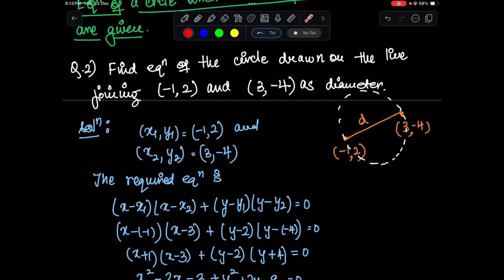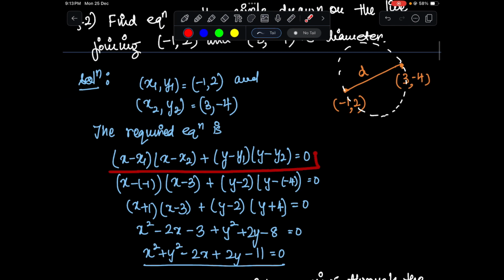So we have a standard equation wherein we are being asked to draw a circle passing through the line joining 2 points, which acts as a diameter, and the equation is given by this. It's very easy to memorize. So (x minus x1) into (x minus x2) plus (y minus y1) into (y minus y2) is equal to 0. You just have to substitute the values.